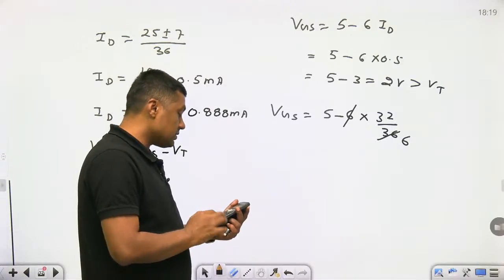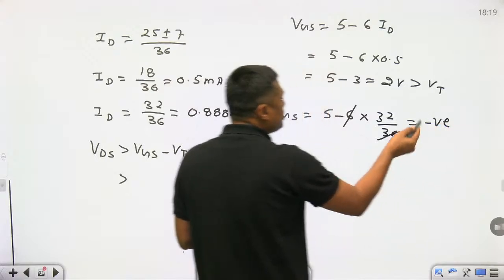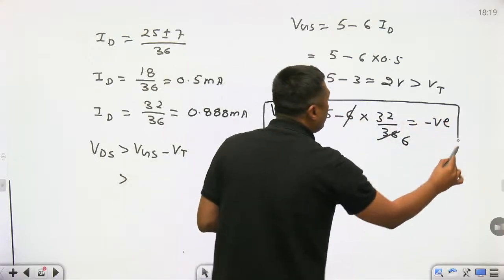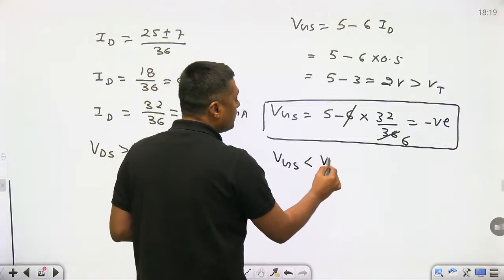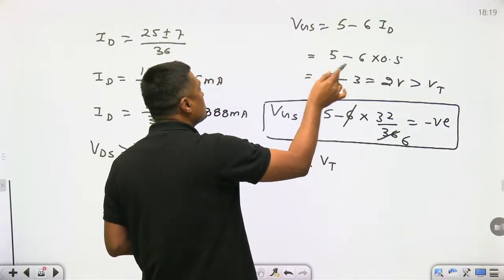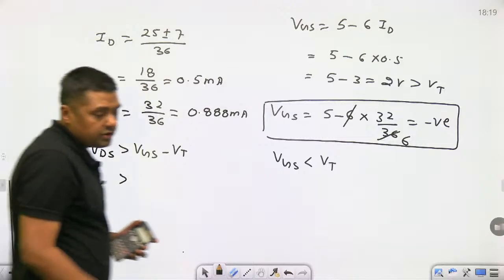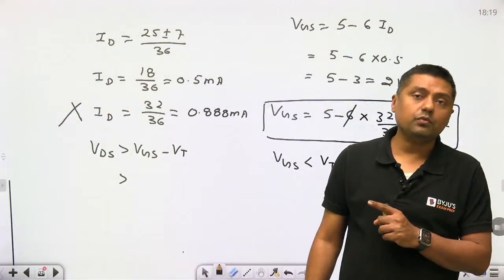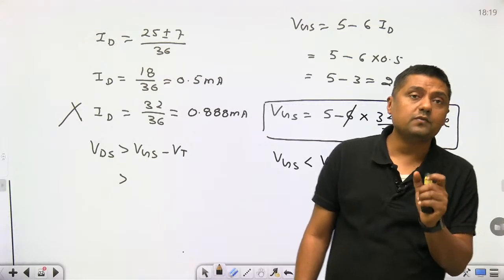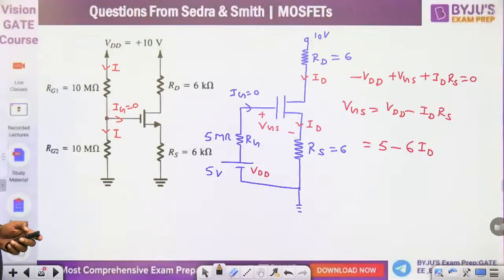32 by 6, that will become a negative value. My dear friend, negative means what? It is in cutoff, less than VT. That's why you have to choose the value 0.5. The other is neglected, because for it VGS will be less than VT. Then you have to choose 0.5 milliampere as ID.